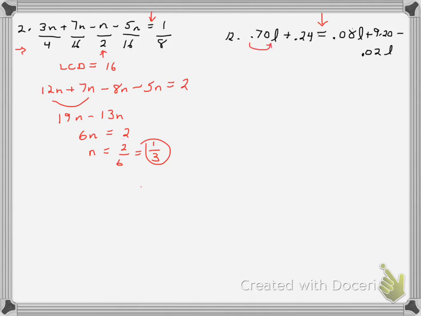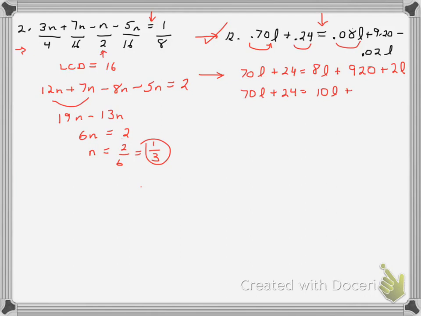That's going to move my decimal place over to get 70L plus 24 equals 8L plus 920 plus 2L. Now, most people will be more comfortable with that than this. If you want to just leave it like that and solve it, that's okay with me. But I'm showing you a technique. So we'll gather up our L's on the left side. Actually, we'll simplify the right side of the equation first. 8L plus 2 more L's is 10L plus 920.